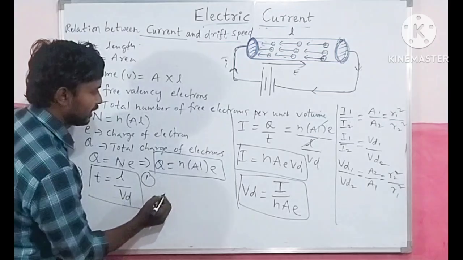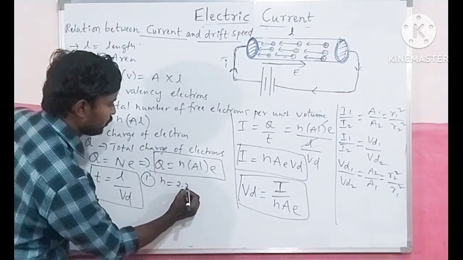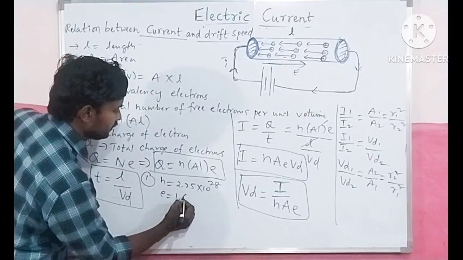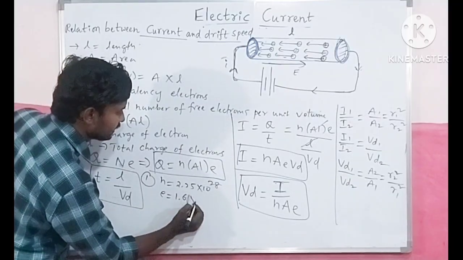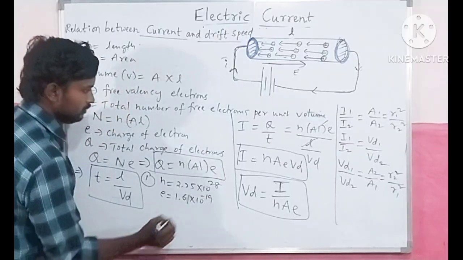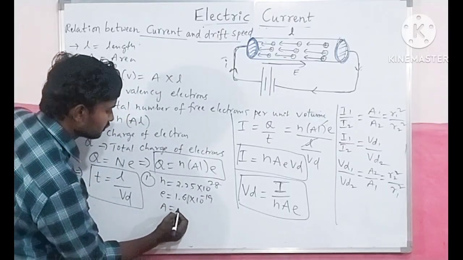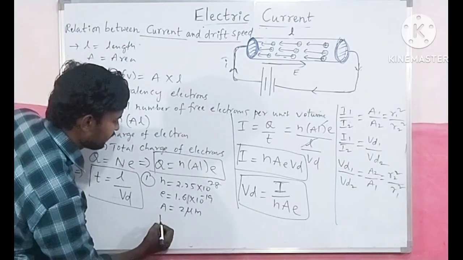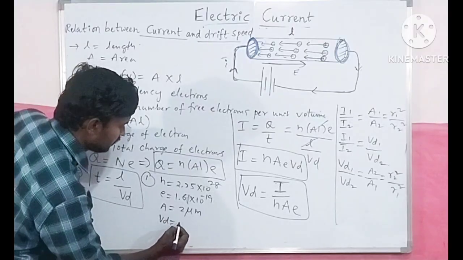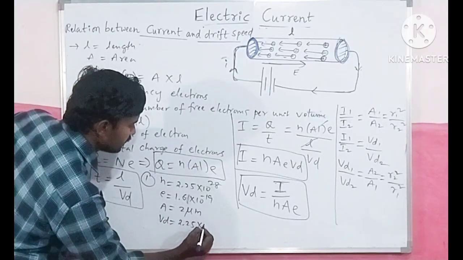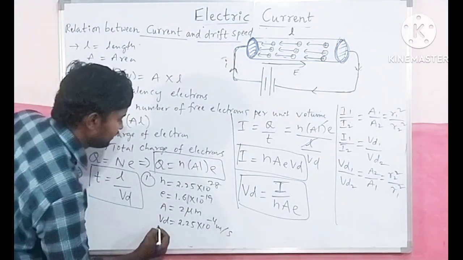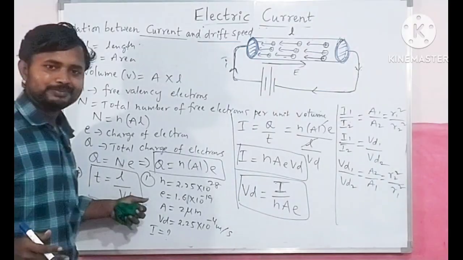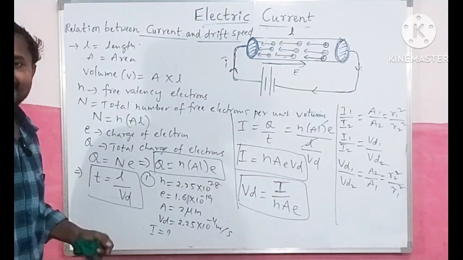One problem: find the current when the number of electrons is 2.25 into 10 power 28, the charge of an electron is 1.6 into 10 power minus 19 coulomb, the area is 2 micrometers, and the drift speed is 2.25 into 10 power minus 4 meter per second. Find the current. This is the problem. You have to solve it and write the answer in the comment box.